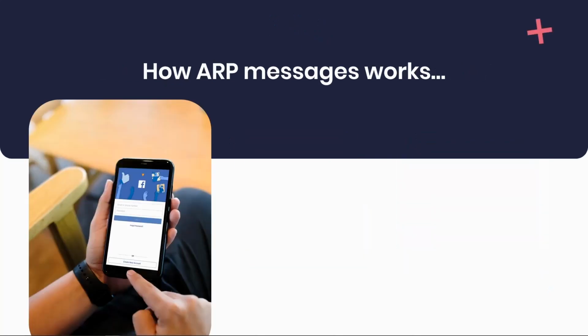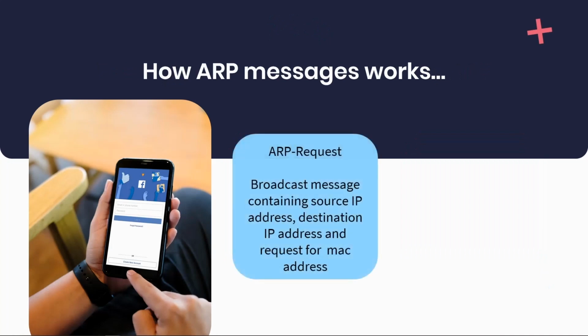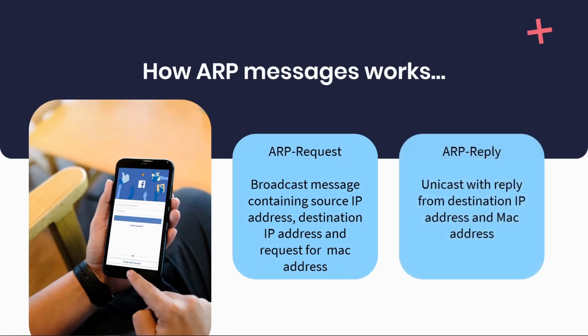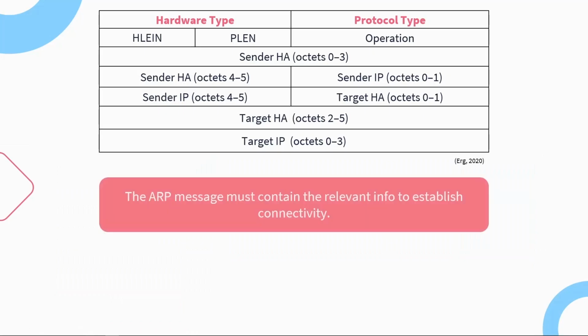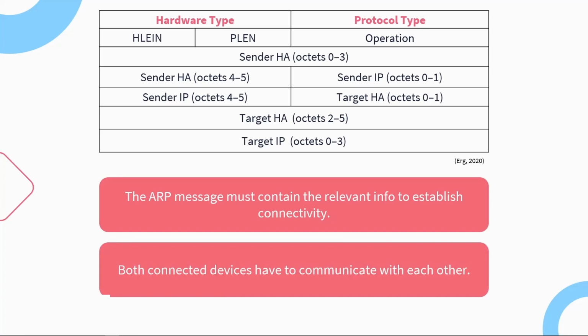Okay, let's explore how ARP messages work. There is an ARP request, which is a broadcast message containing the source IP address, destination IP address, and request for the MAC address of the destination, and an ARP reply. The unicast contains a reply from the destination IP address and MAC address that is sent to the initial sender. From the diagram, we can see the ARP message must contain the relevant information to be able to establish connectivity.